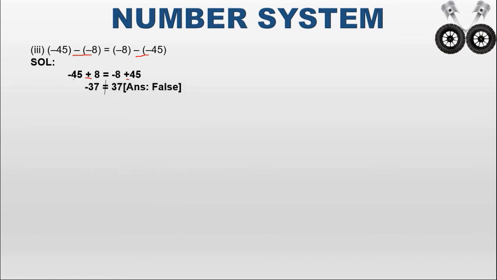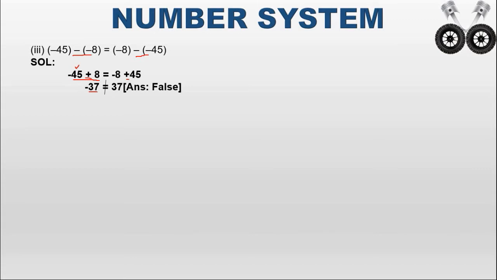Next, these two integers have different signs, so we have to subtract. 45 minus 8 is 37. What is the biggest number here? 45. The sign of 45 is negative, so you have to write it as minus 37.